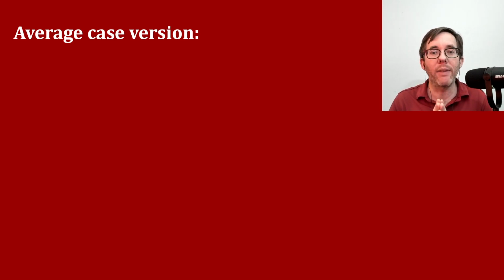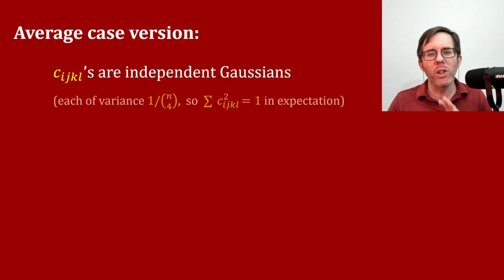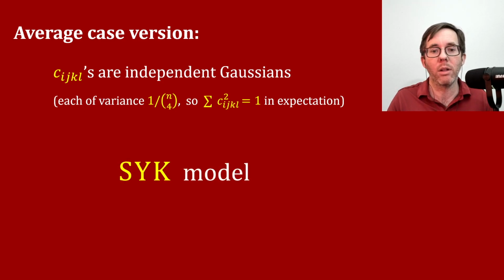Instead, we focus mainly on the average case version of the problem, the most natural one where the coefficients are chosen to be independent Gaussian random variables. As a minor note, we're going to choose the normalization of these so that the sum of the squares of the coefficients is 1 in expectation. Now, this distribution on coefficients gives a random matrix model known as the SYK model.